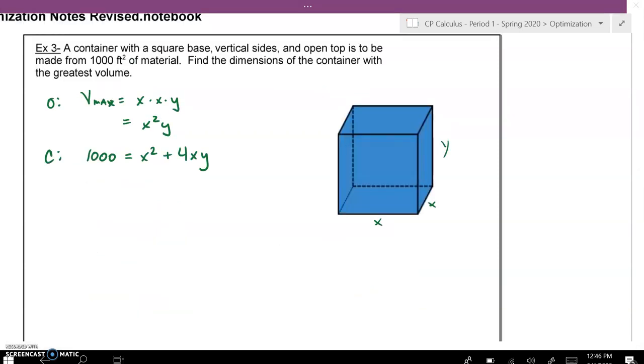You'll see that I skipped example 2. I'll go back to it later. So take a look at example 3. All right, we have a box, a box that's already been constructed. Okay, it's got a square base.